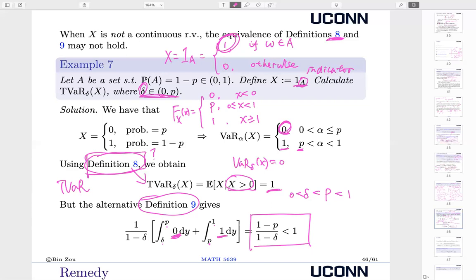Because what we want is, roughly speaking, when we define or consider TVaR, we want to know the average loss that is beyond the threshold, that is beyond the given VaR. So we want to do the average. So let me write it here. We want to average over the worst 1 minus delta VaRs, right? So here is the key.